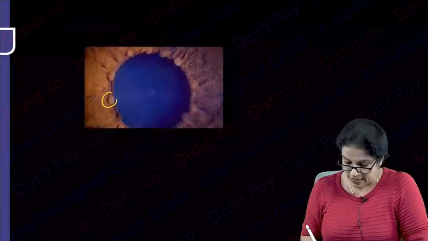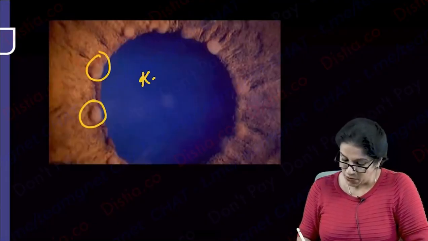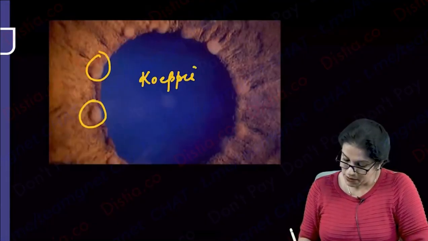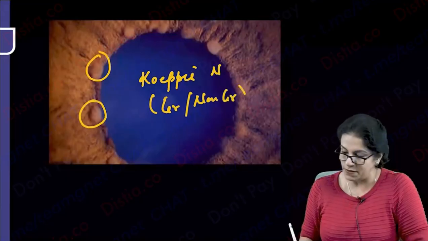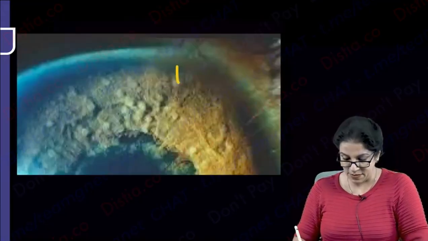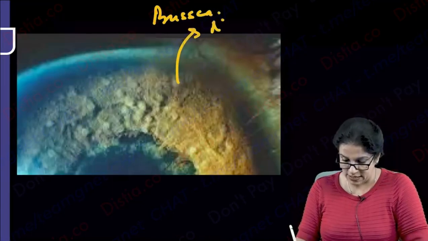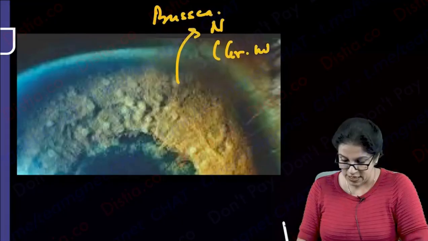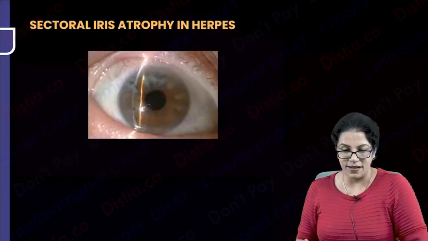See here, the nodules at the pupillary border are called Koeppe nodules. Koeppe nodules can be a feature of both granulomatous and non-granulomatous inflammation. And here, this is the Busacca nodule. Busacca nodules, as we just learned, are mainly seen in granulomatous inflammation. It is the nodule at the base of the iris.